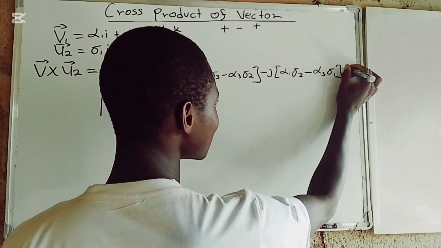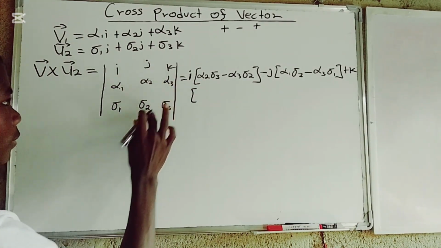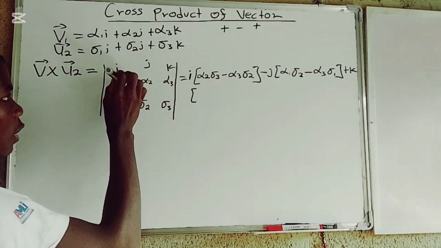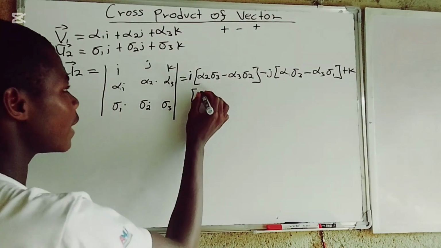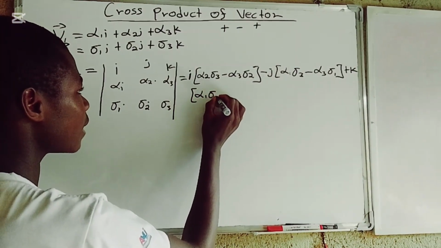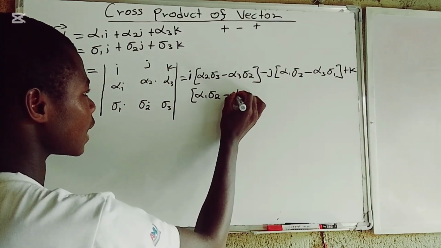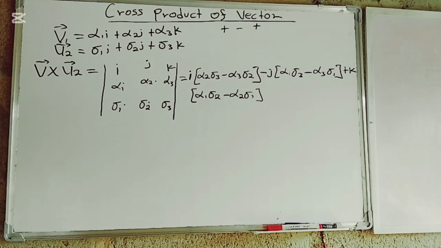I have to say plus k. I have to come for k. If I come for k, I will delete this and delete this. I'm left with these four. So I will say alpha 1 multiplied by sigma 2 minus alpha 2 multiplied by sigma 1. So this is the cross product of v1 and this v2, guys.